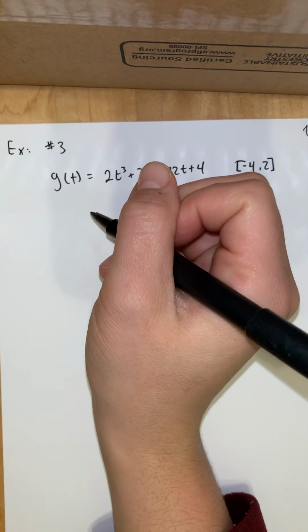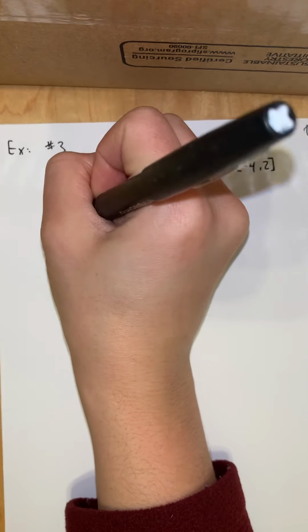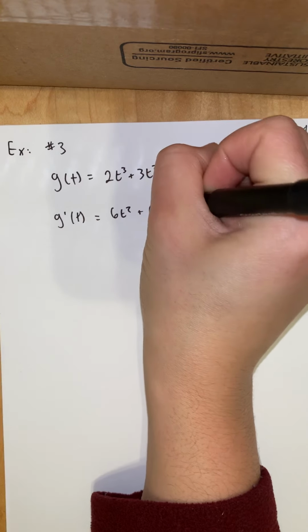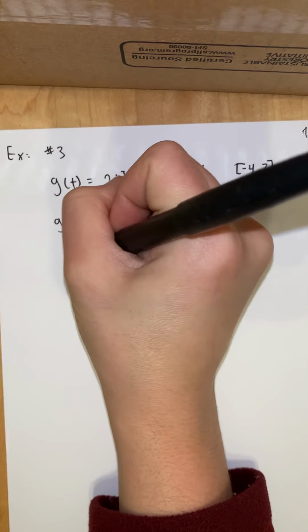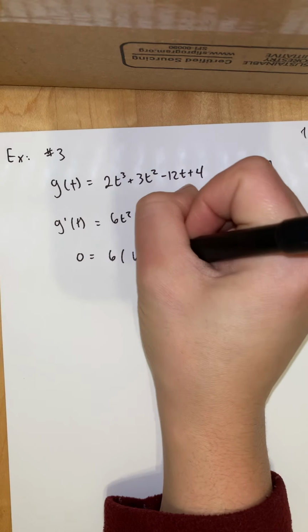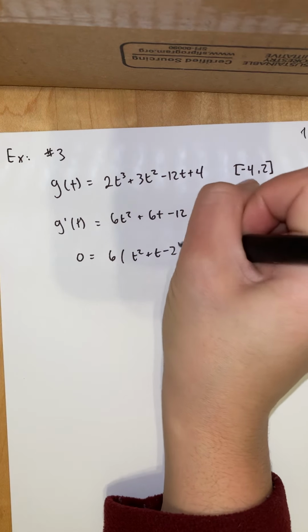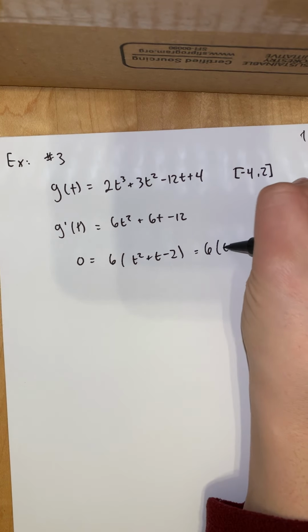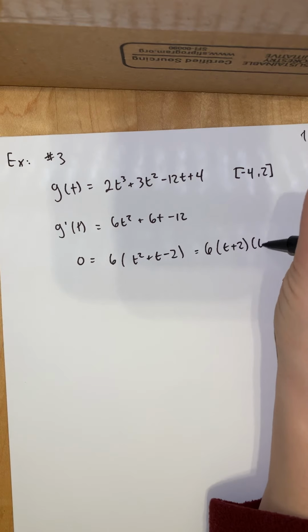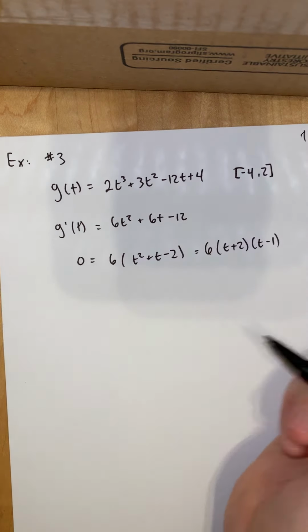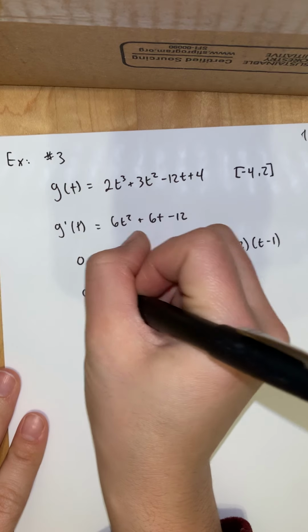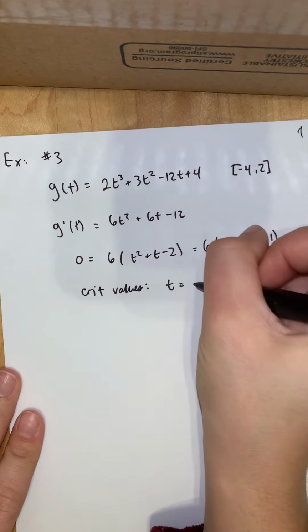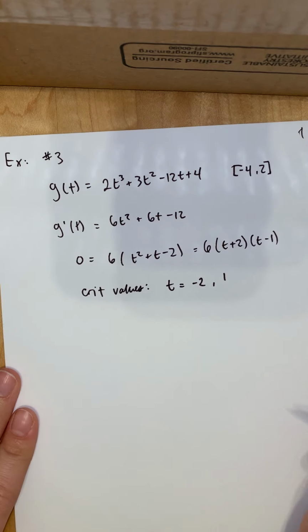Okay. Here we're going to take our derivative, g prime of t equals 6t squared plus 6t minus 12. I'm going to set this equal to 0 and solve. So I'm looking at 6t squared plus t minus 2, which again I can simplify into 6 times t plus 2 times t minus 1. So I see that I have 2 critical points, or critical values rather, at t equals -2 and +1.